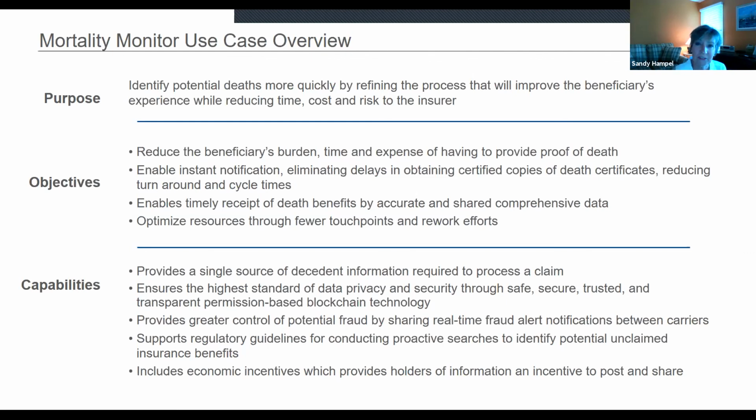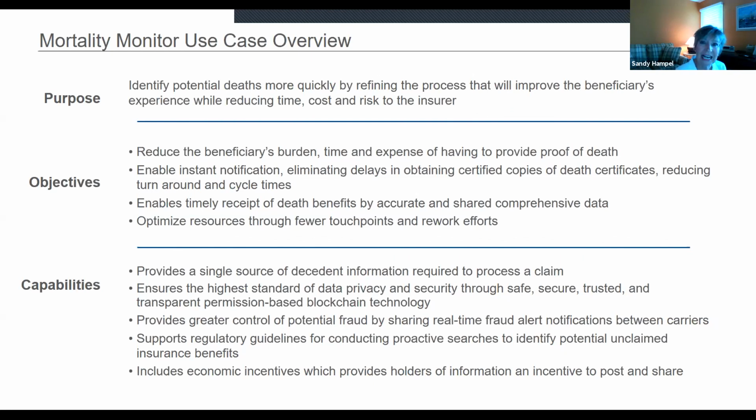Again, by sharing real-time information, being able to alert any of the other carriers who may have that deceased individual on their policy records. If there's any potential for fraud activity, they can alert one another. So beyond just the processing of claims, but leveraging it to share other information, such as alerting of potential fraud. And then lastly, it includes economic incentives, so that as a carrier, if I am the first to receive notification, by gathering and sharing that information, we've incorporated economic incentives to share and post this information.